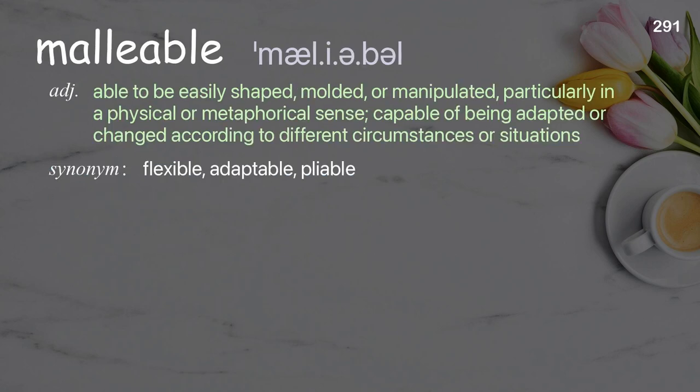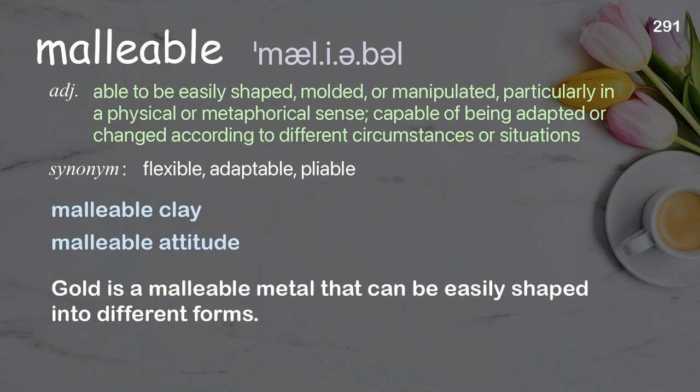Malleable. Able to be easily shaped, molded, or manipulated, particularly in a physical or metaphorical sense, capable of being adapted or changed according to different circumstances or situations. Examples: malleable clay, malleable attitude. Gold is a malleable metal that can be easily shaped into different forms.